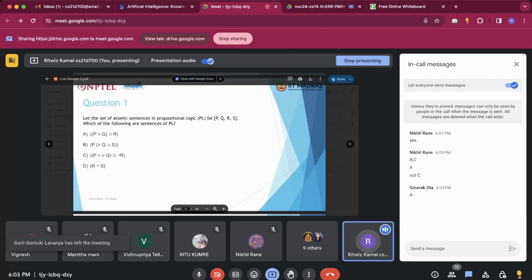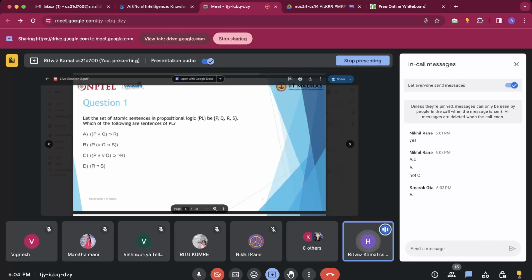Some of you have already given the answers in the chat box, and all of you are correct. A is in fact the sentence in propositional logic here. If you look at the structure of each option one by one, the first says that if P and Q together are true, then that implies R. So P and Q imply R.